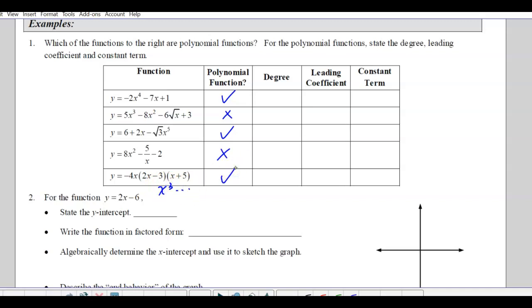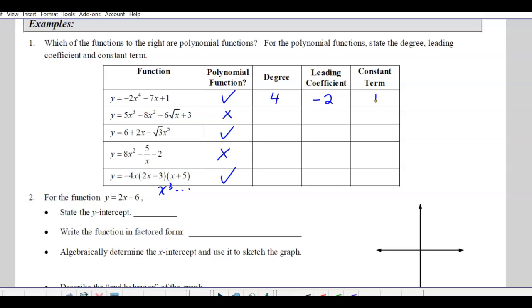So for these polynomial functions, the highest degree is 4. The leading coefficient on the x to the 4th term is -2. And the constant term is 1. All right.